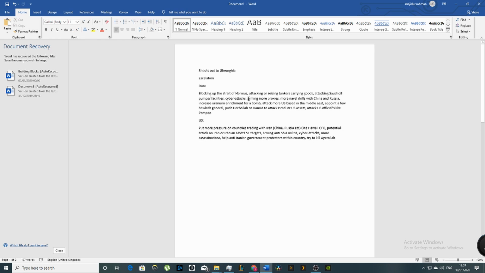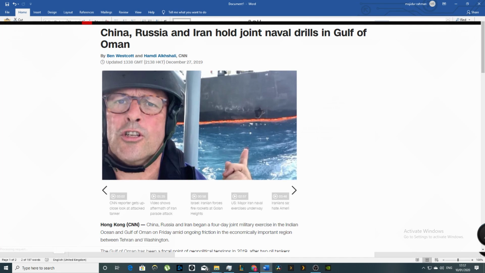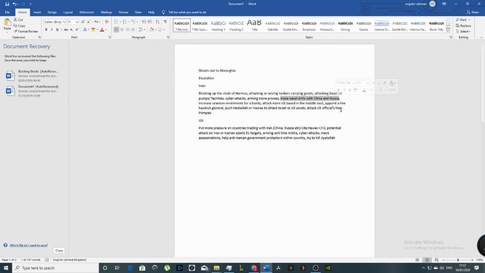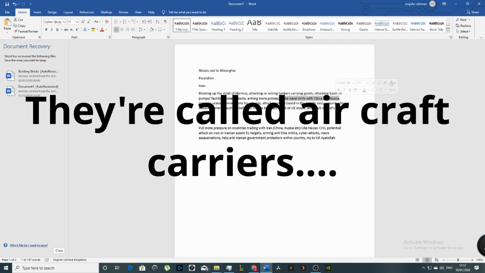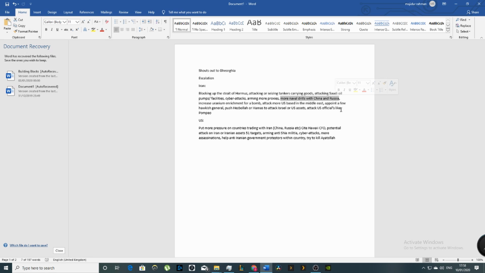So there's that. So arming more proxies, more naval drills with China and Russia. So Iran, I think, fairly recently started doing more naval drills with China and Russia. And when you do naval drills, it's basically like flexing your muscle and showing that, you know, these are things that could happen if the other countries or the other team steps up and tries to cause more problems with Iran. So when you do naval drills, it's just kind of flexing your muscles, you know, your boats, your tankers, the thing that they use to carry loads of planes. That's the word slips me. They're not used as often. I think the US loves using them, but you use them to carry a load of planes.